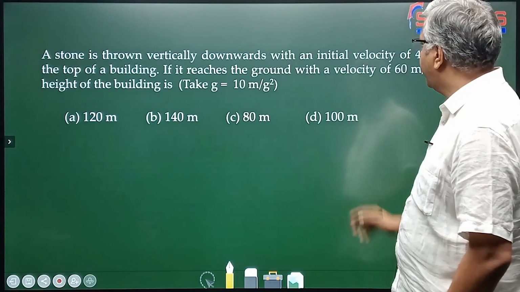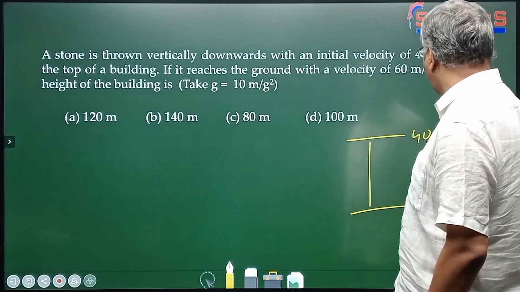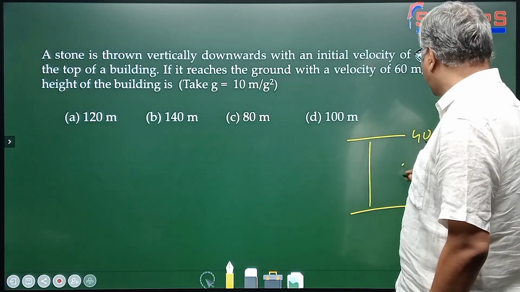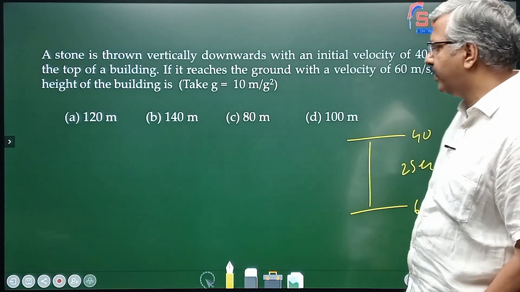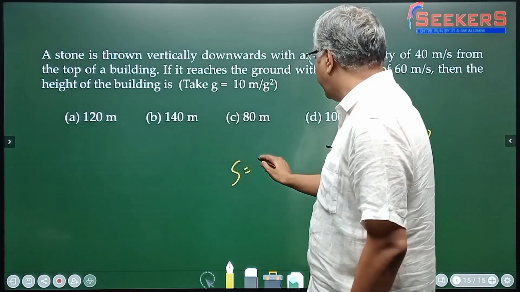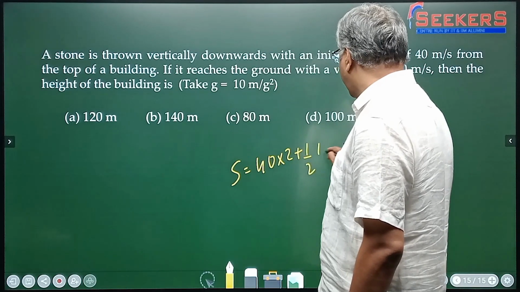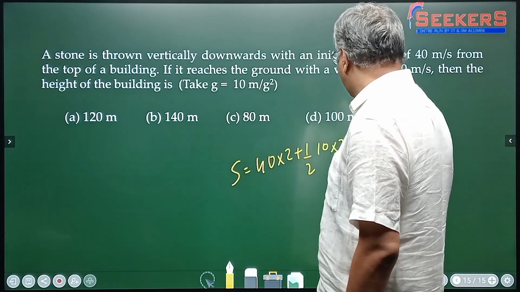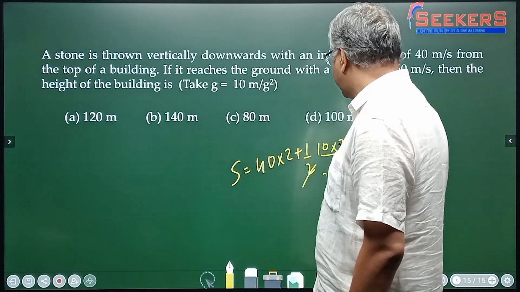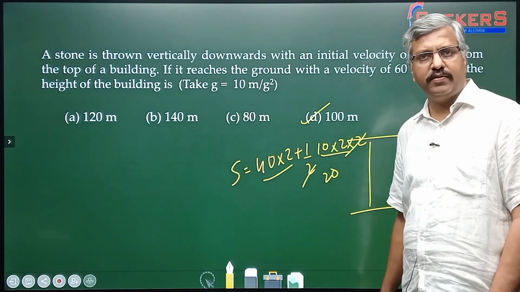A stone is thrown vertically downwards with an initial velocity of 40. So here 40, downwards 60. So it is traveling for 2 seconds. Then they are asking you for the height of the building. We have done this already. S is equal to UT. So 40 into 2 plus half into 10 into 2 into 2. So 2 cancels. So this is 20. This is 80. Answer is 100. So that is going to be your answer.